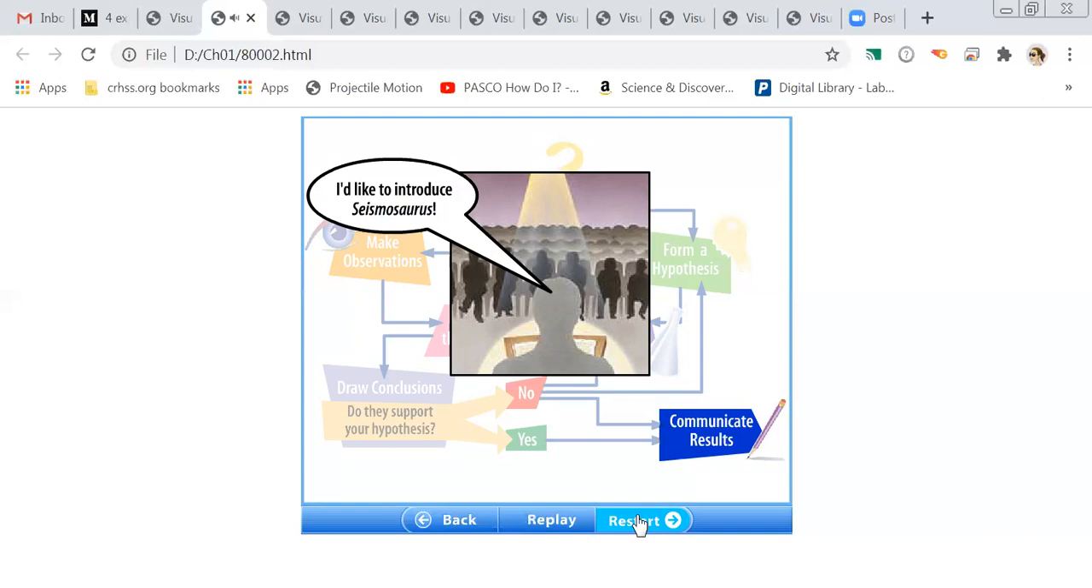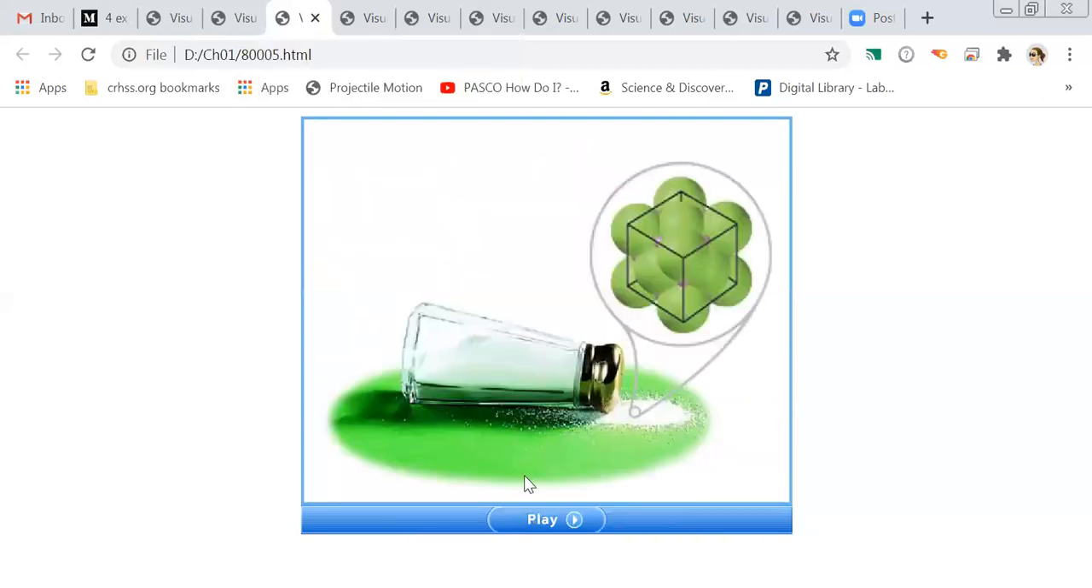Okay, that was a summary of the scientific method. But what about models? What are models? Let's go. Models are used to represent things that are too small to see, such as atoms.